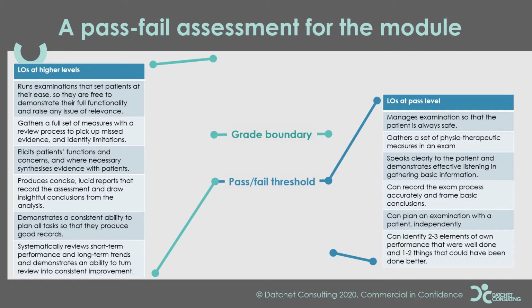So we've broken our assessment problem down into 2. We've got a pass-fail assessment, which is based on learning outcomes at pass level, which will include all of the must-have, the stuff that people absolutely have to do in order to be competent. And then we're going to have some learning outcomes at higher levels, which we can assess separately.